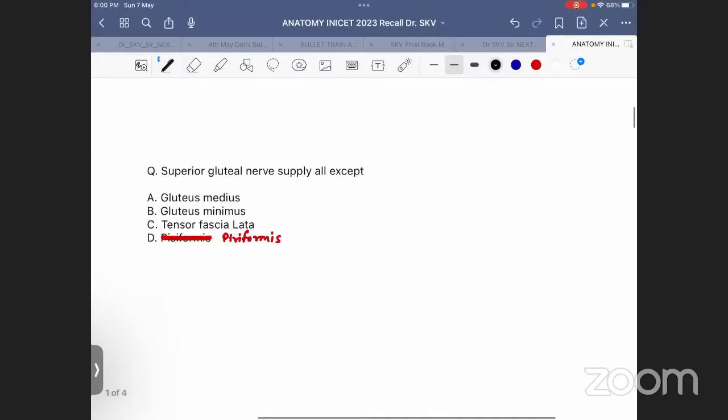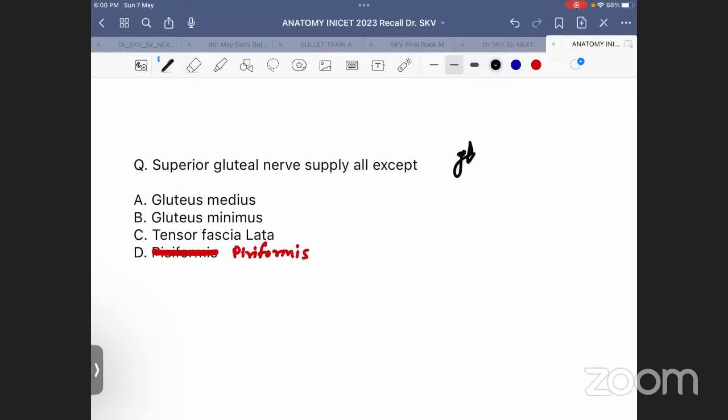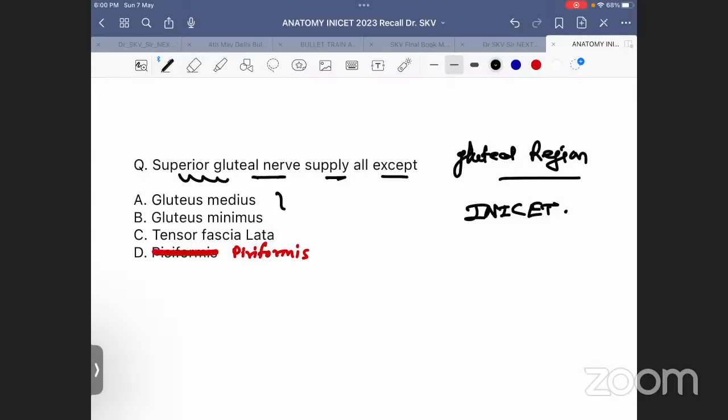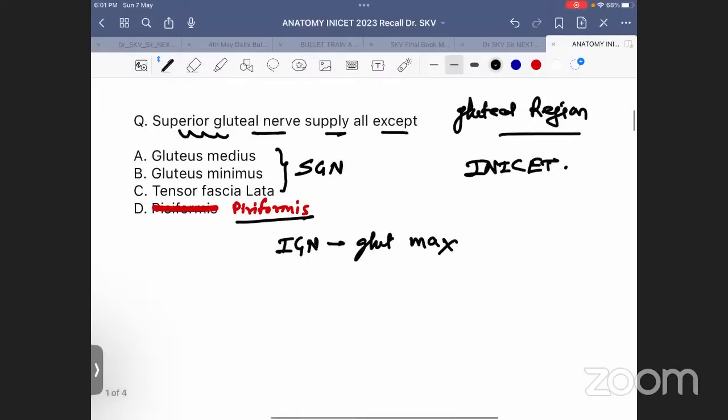And here was another question. Always in INICET, you will see the gluteal region. It is a very favorite question in INICET especially. Dear students, the question was: superior gluteal nerve supplies all except. We all know that the superior gluteal nerve supplies the gluteus medius, minimus, and tensor fascia lata, while the inferior gluteal nerve supplies the gluteus maximus. Here the piriformis was kept in the option. Please inform me, dear students, if any changes in question pattern or option are needed.